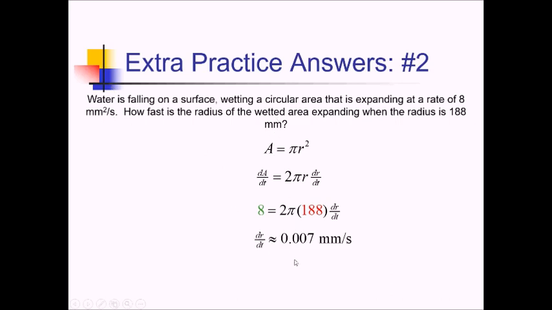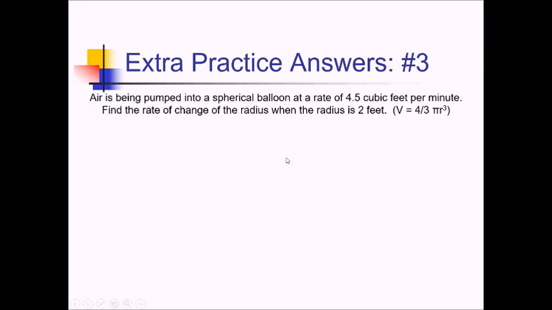So there we are. For this problem, we have air being pumped into a spherical balloon at a rate of 4.5 cubic feet per minute. We want the rate of change of the radius of that balloon when the radius is 2 feet. And note that the volume of a balloon, or any sphere really, is 4/3 pi r cubed. So we're basically given one rate of change here, the rate of change of volume.